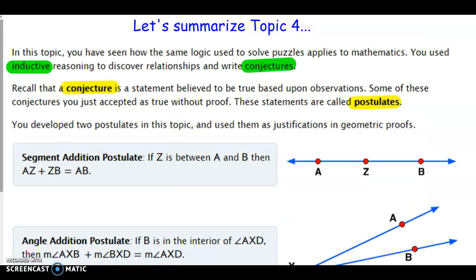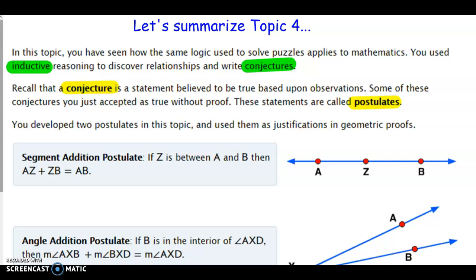All right, so let's summarize what we've learned so far in topic 4. Remember, we started off in topic 1 learning about inductive reasoning. That's always based on observations you've made, and you can write conjectures based on those observations. A conjecture is something you believe to be true based on your observations, but remember, it could be false. If you find one example where it doesn't work, then it would be proven to be false.